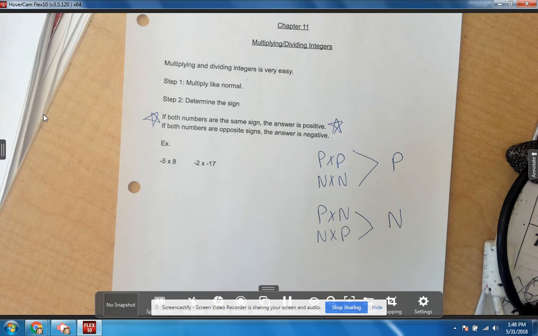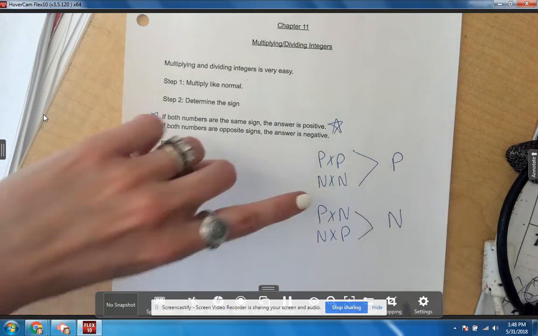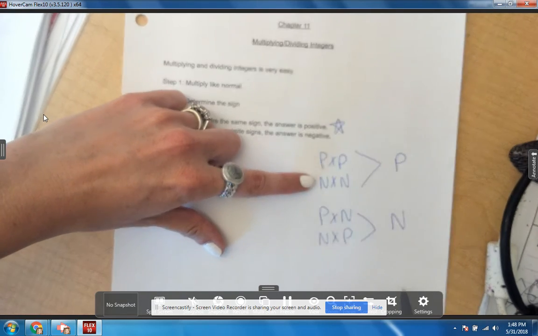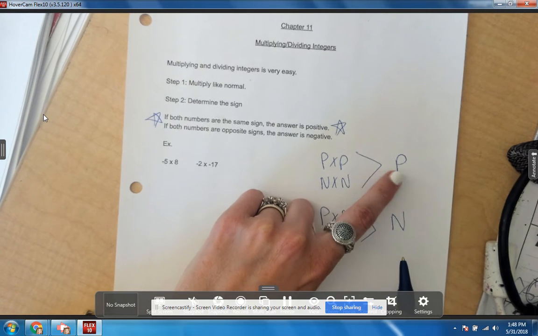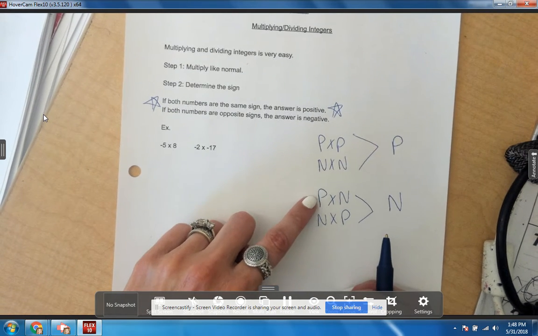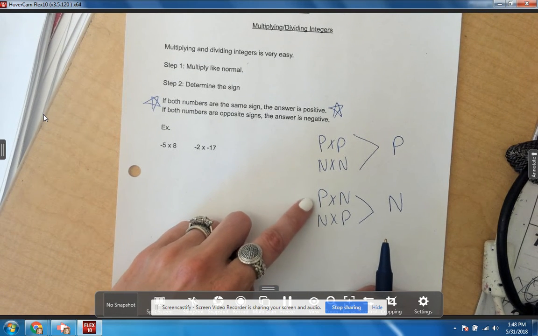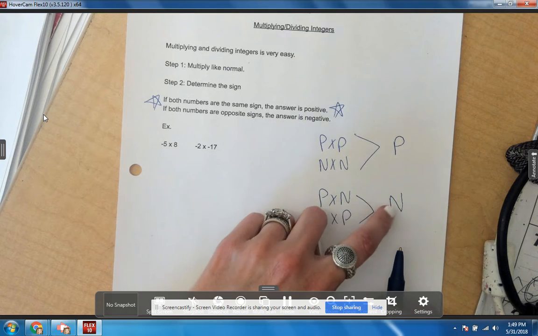So there's no keep change opposite, and there's no determining which number is bigger. If whatever number is bigger, it doesn't matter. It's just if they're both the same type, so both negative or both positive, your answer is positive no matter what. Regular multiplication, regular division. If one is positive and one is negative, you still do regular multiplication, but your answer is negative.